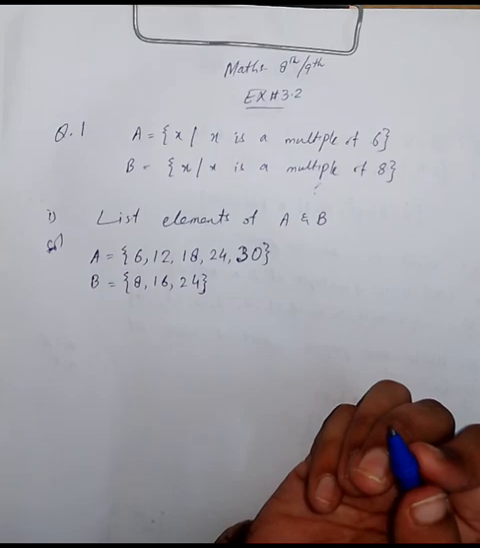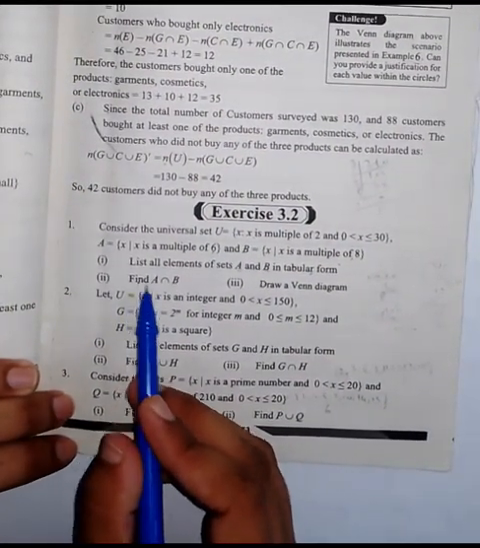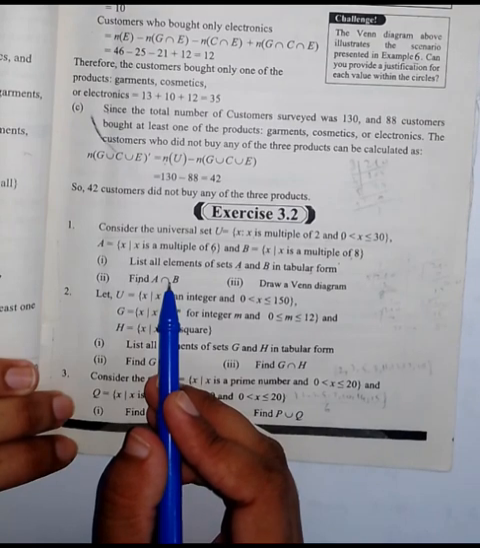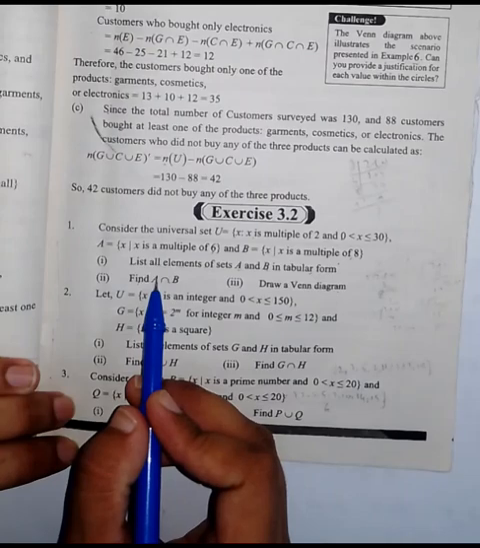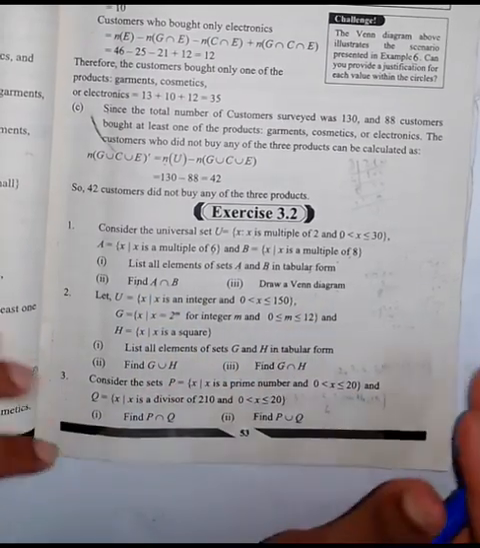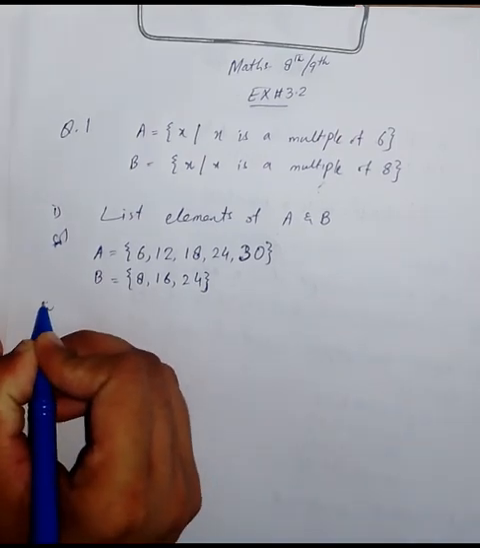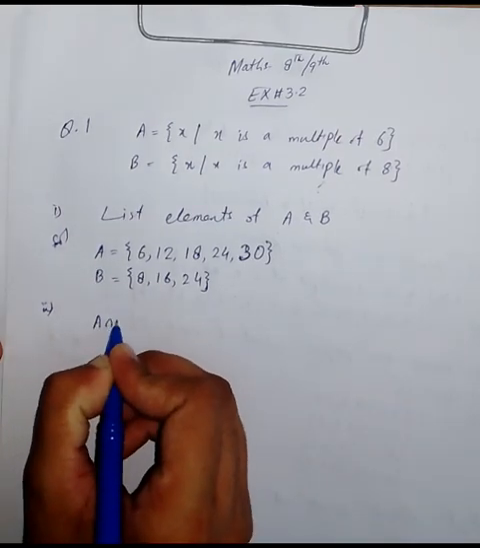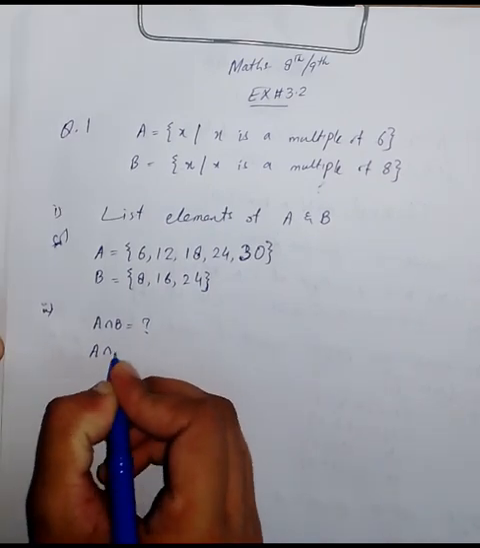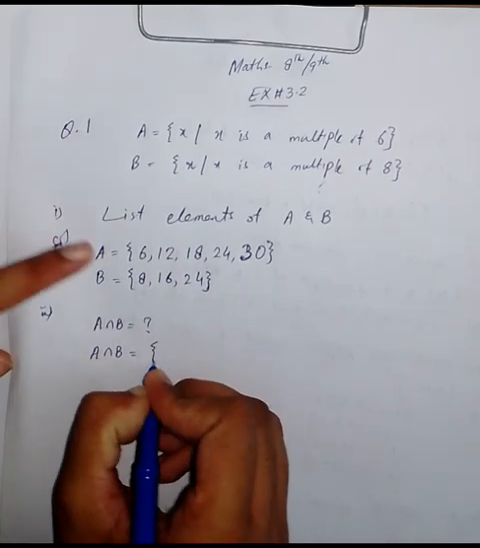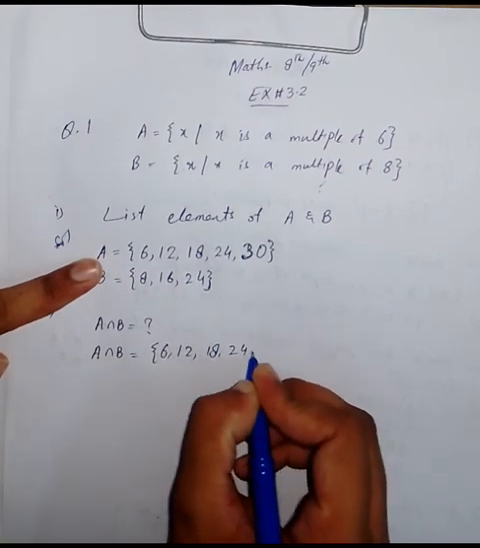Now, what is the second part of this question? Find A intersection B, and the third part is to draw the Venn diagram. You have to find the intersection of A and B and then draw the Venn diagram. Now find A intersection B. What is the set A? 6, 12, 18, 24, 30.